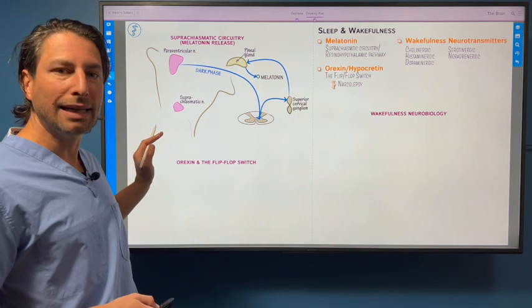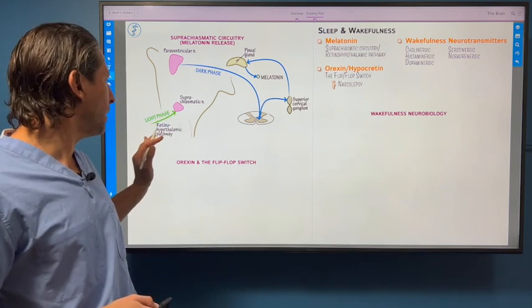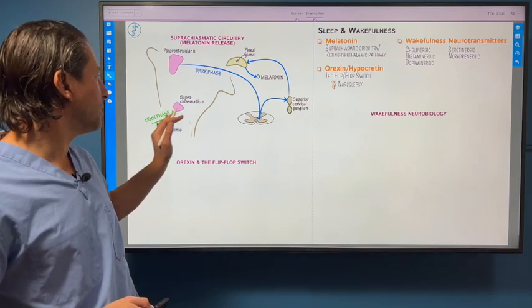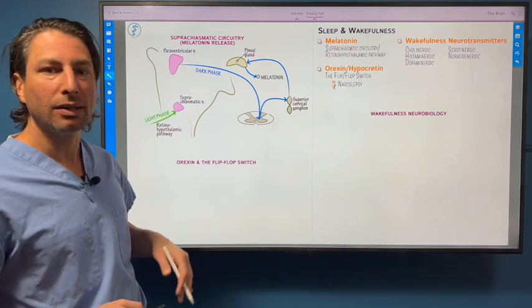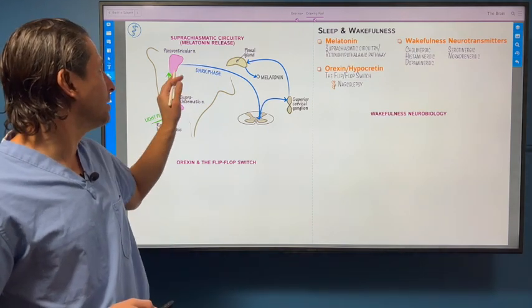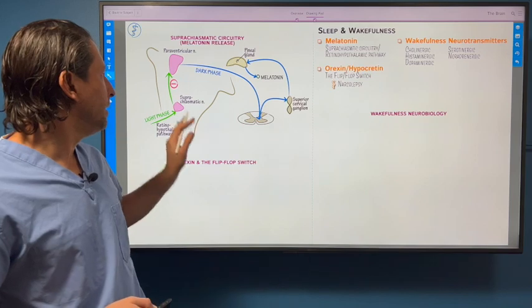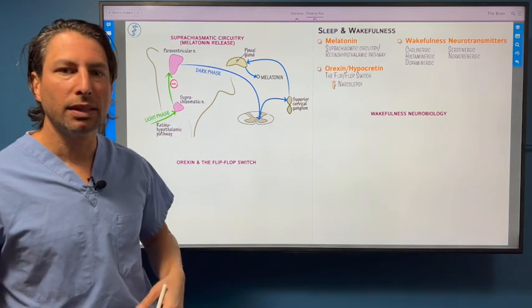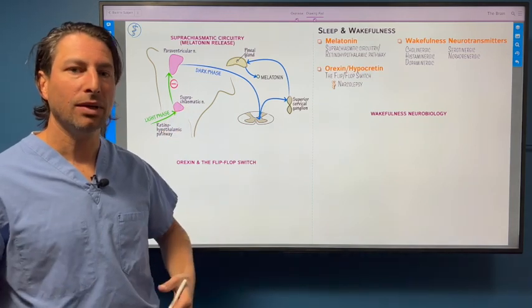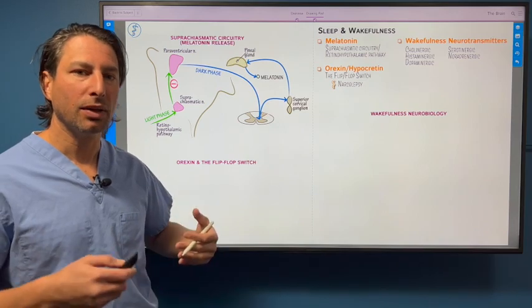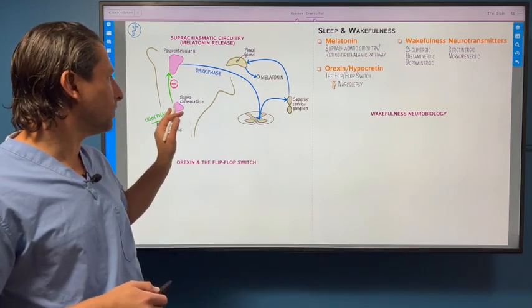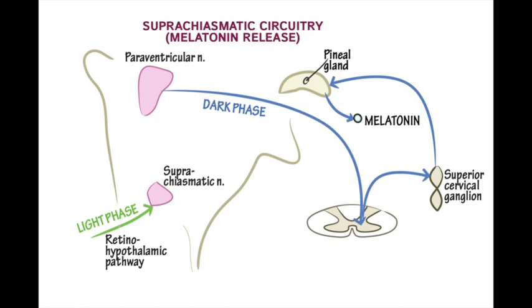So when light is captured by the retina via the retinal hypothalamic pathway, there's innervation of the suprachiasmatic nucleus, which inhibits the paraventricular nucleus. Think of the suprachiasmatic nucleus as the optic chiasm. So light is received by the optic nerves. Suprachiasmatic nucleus sits near the optic chiasm, so it makes sense that it would be part of the light phase.